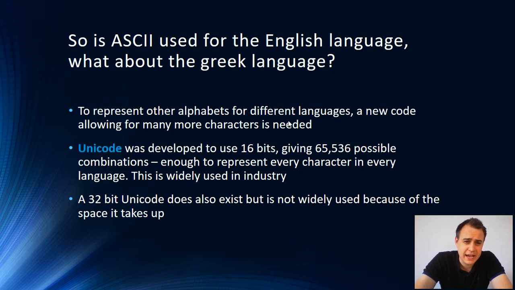So can you please write down that middle bullet point just there? Unicode was developed to use 16 bits, giving 65,536 possible combinations and so on. There is a 32-bit Unicode, but it's not really widely used because of the amount of space it takes up. This leads us to the disadvantage Unicode has compared to ASCII. So pause the video, write down the notes, and then come back.